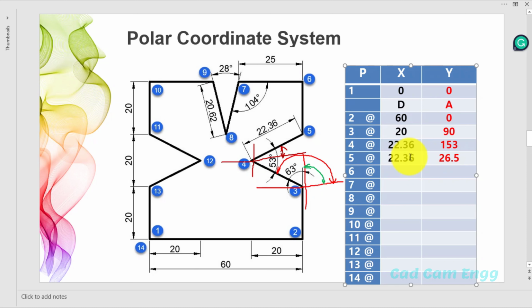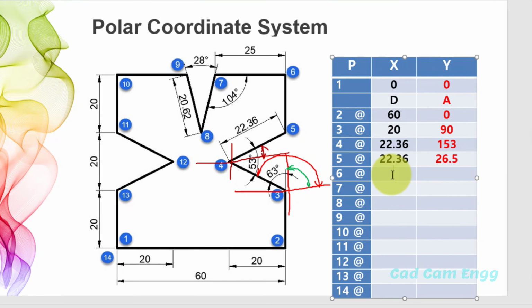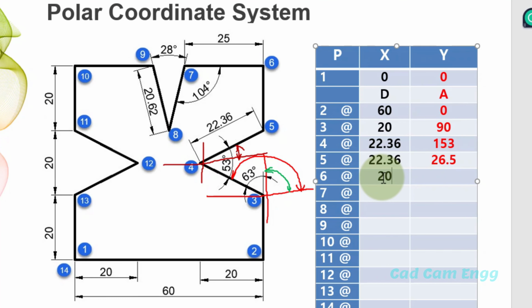We want to draw point number 6. Point number 6, the distance is 20, then the angle is 90. Point number 7, the distance is 25 and the angle is 180. Here there is no minus sign, so you will not get confused. In the relative method we have to check the minus sign and plus sign, but in the polar coordinate system you look only at the angles. You need not bother about minus or plus signs.